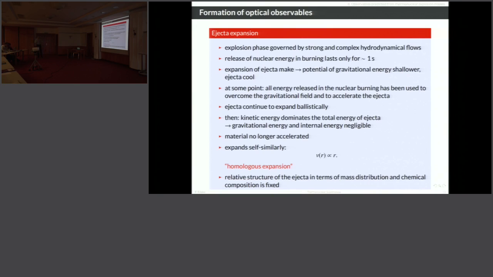So in this way, hydrodynamical effects are frozen out, and one can then, to a good approximation, state that the velocity at a certain radius inside the ejecta is just proportional to the radius. And this is, of course, called homologous expansion or self-similar expansion. So that means that the relative structure of the ejecta in terms of mass distribution and chemical composition is then fixed in velocity space.